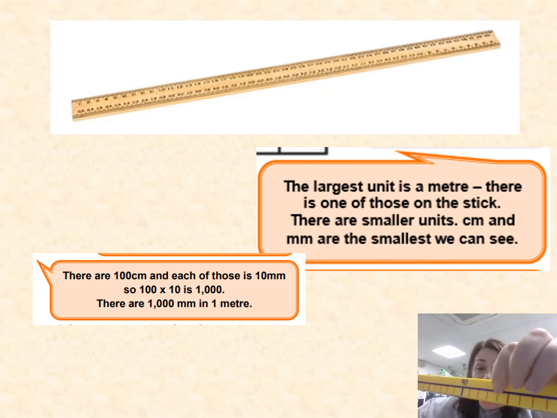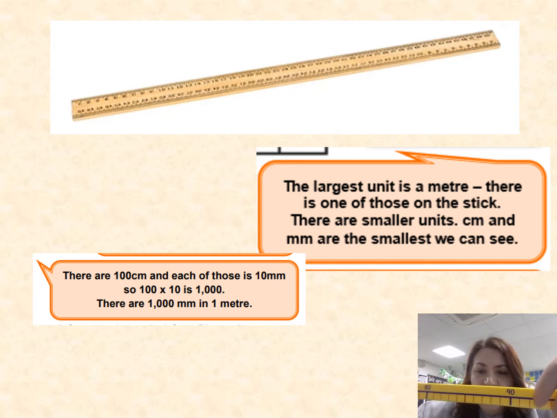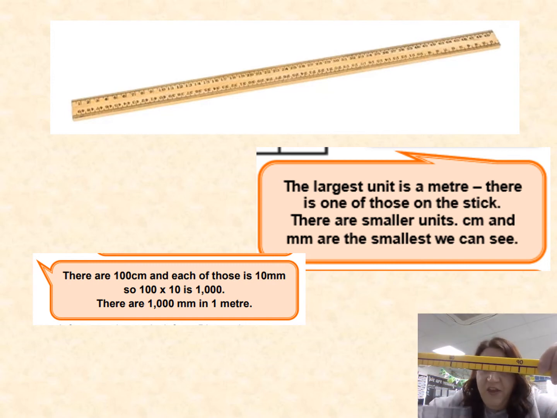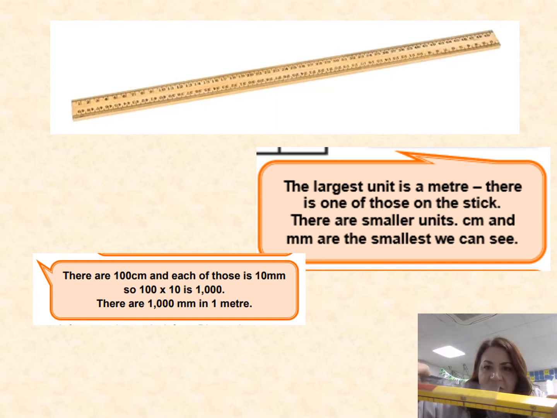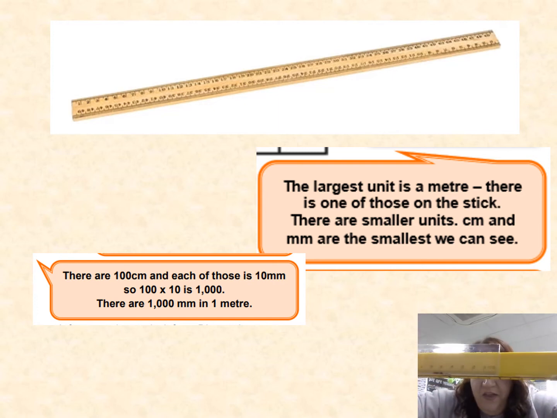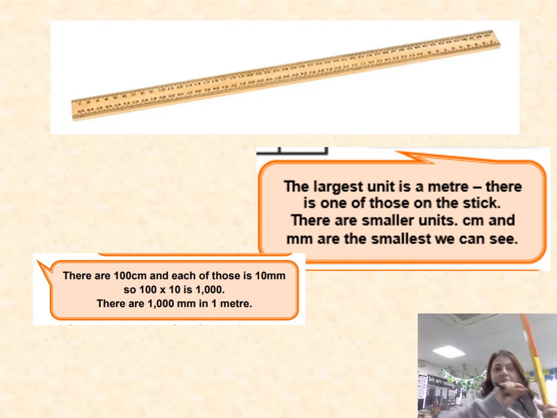But what's not shown on here, but you can also get them, are millimetres. So if you imagine each of these was split into 10, just like they are on this ruler, you would have millimetres. So in that stick, our smaller units are centimetres and then millimetres. And in the picture, they've actually got the millimetres there. So there are 100, looking at the next bubble, there are 100 centimetres in each of these, and then 10 millimetres in each centimetre.